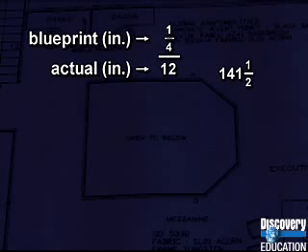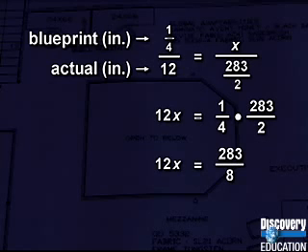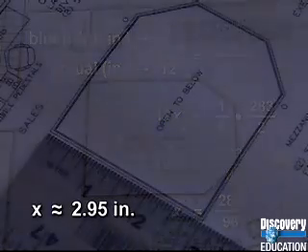So our proportion becomes 1/4 is to 12, as x is to 141.5, or 283/2. We then cross-multiply to find that 12x is equal to 283/8. Simplified, x is equal to 283/96, or 2.95 inches.